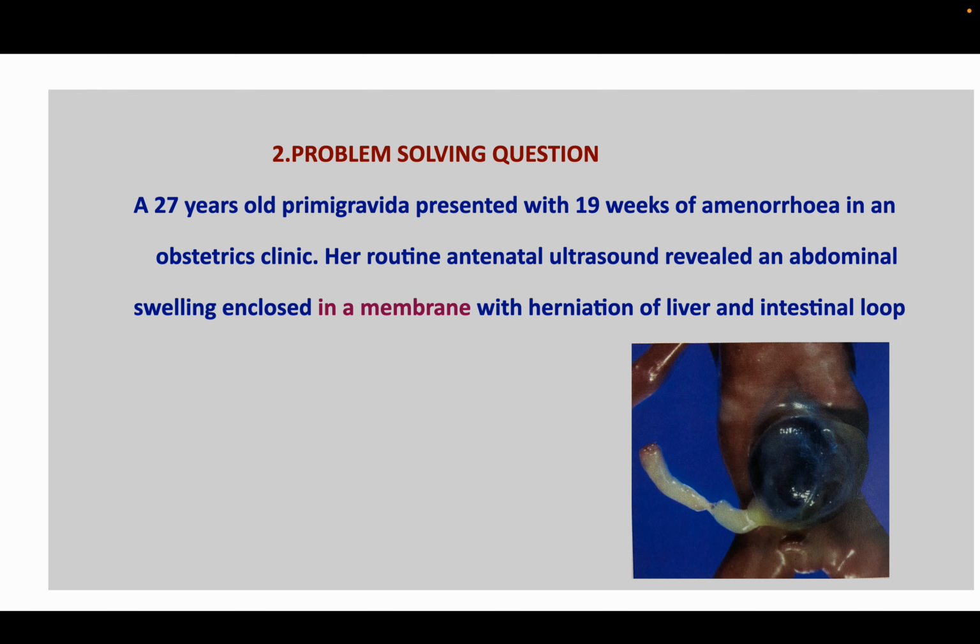A 27-year-old primigravida presented with 19 weeks of amenorrhea in an obstetric clinic. Her routine antenatal ultrasound revealed an abdominal swelling enclosed in a membrane with herniation of the liver and intestinal loop. You can see in this. So what is the membrane? Here, which membrane is discussed? That is amnion. So this is important. What will be your diagnosis? Omphalocele. It is clear from this. It is enclosed in a membrane and herniation of the liver and intestinal loop is there. I told you in gastroschisis, those are the intestinal loops which are coming.